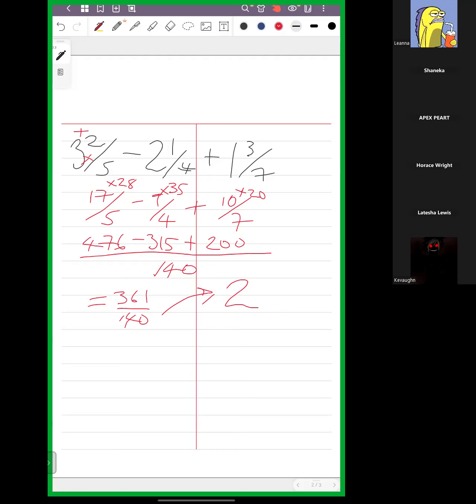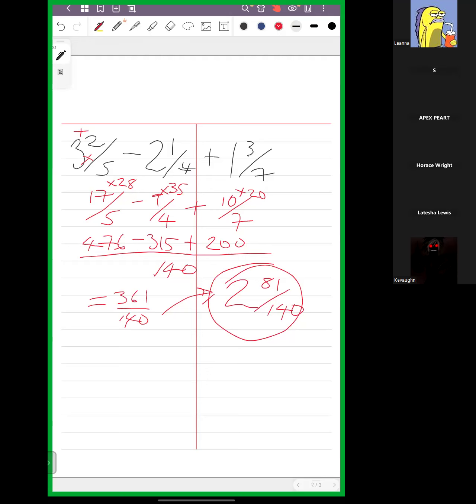To get the remainder, you're going to take the 2 that you've just written down and multiply it by the denominator, which is 140, and that's going to give you 280. And so you subtract the result of 280 from 361, and it should produce a remainder of 81. And then you put that right back over 140. And that becomes your final result. Yes? Are there any questions from anybody before we move right along?